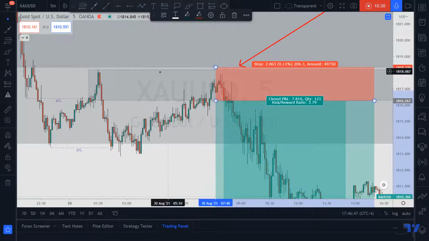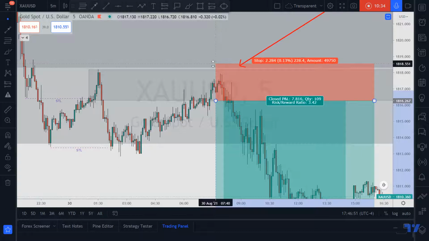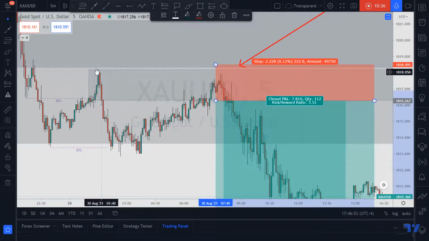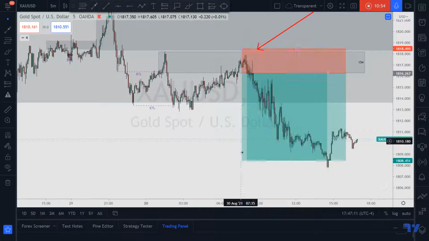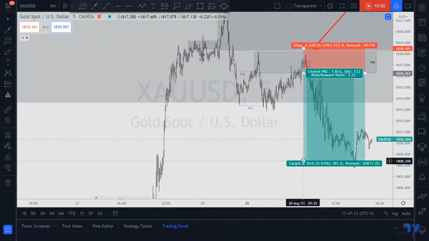You just put your stop loss above the top, above the order block in which you're entering on, and you would have been straight. You would have had a 22 pip stop, okay, and you set your TP at the lows.